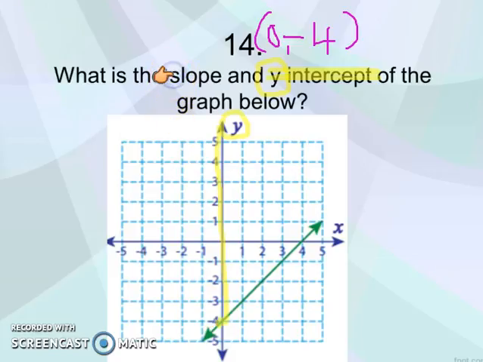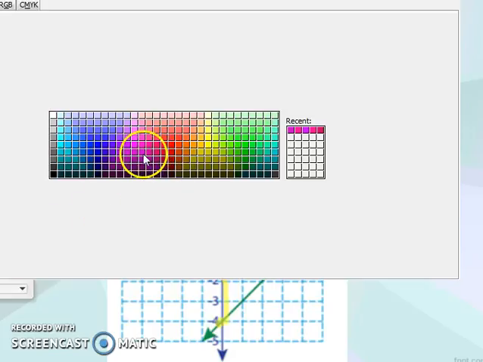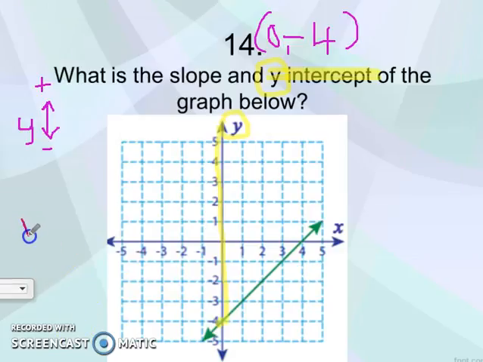Okay, now slope. We did this the other day. Remember in slope that first you want to go up and down on the y-axis. If you go up, it's a plus. If you go down, it's a minus. And then you want to go left or right on the x-axis. If you go right, it's a plus. If you go left, it's a minus.